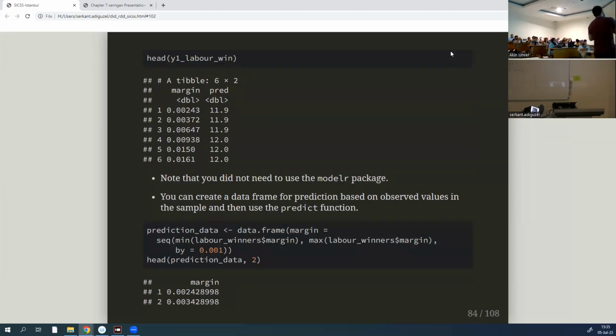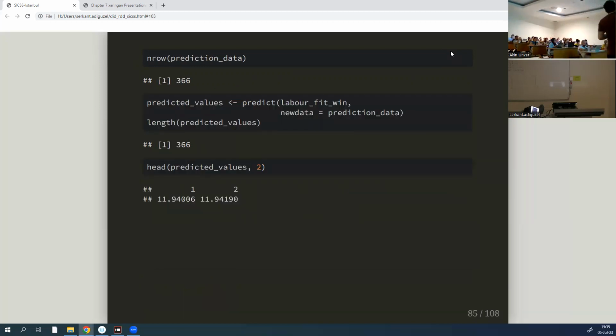That's what I do here, for instance. I just look at the data for Labour winners, for instance. I'm creating my own prediction data, then you can also use that, right? To predict with new data given the model. So it's a simple prediction. So I do this as well. I'm just showing you another way of doing this here, so don't get confused.